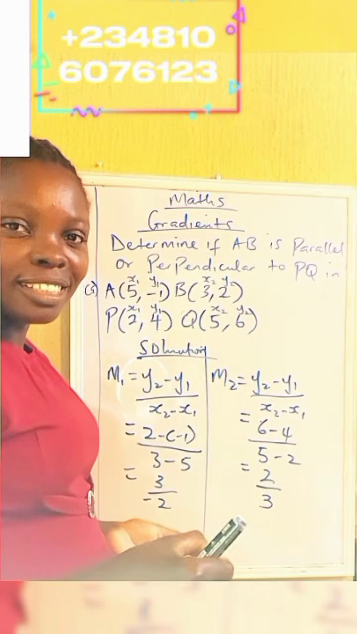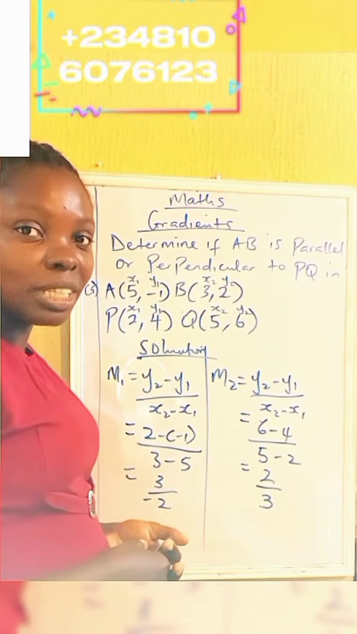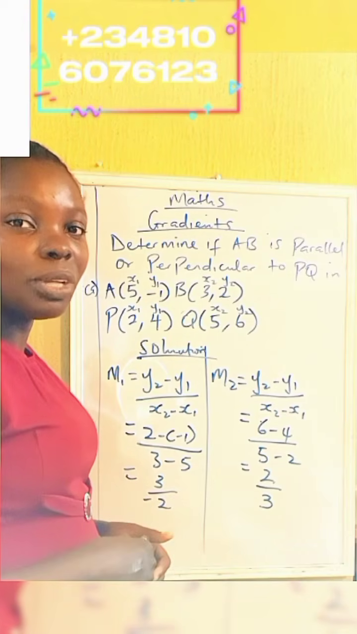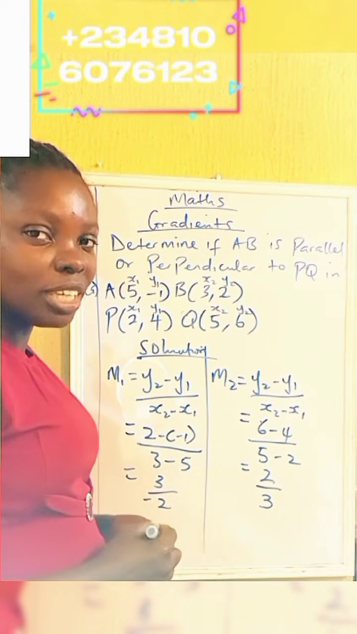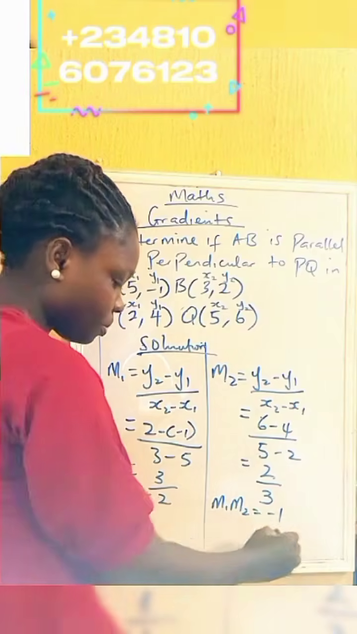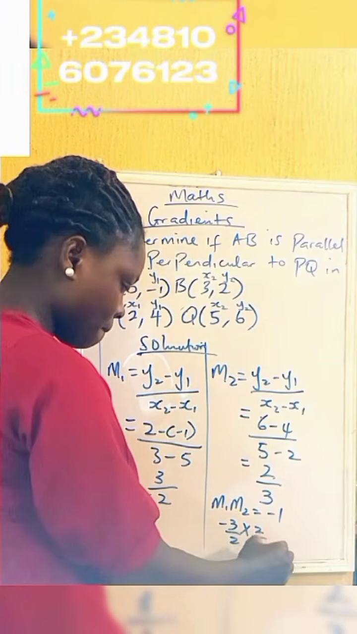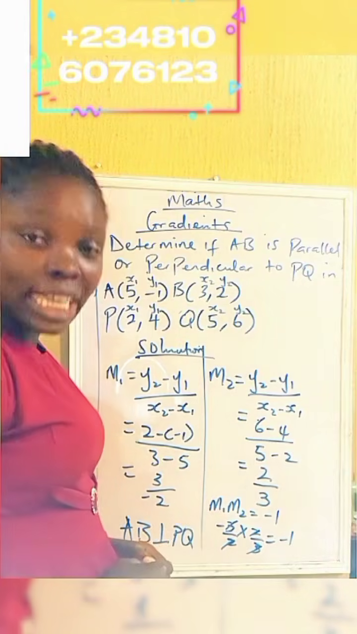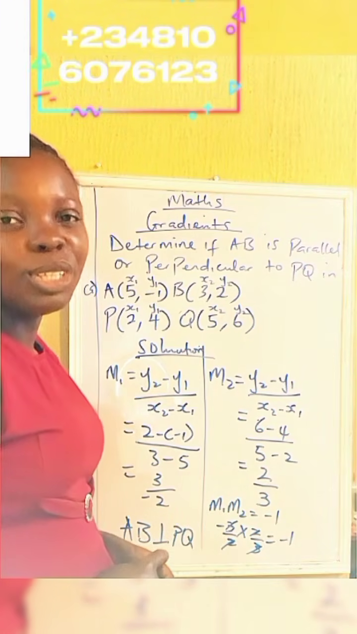Then you also test the condition, and the condition must be that the product of the two gradients must give you -1. That's if they are perpendicular. So let's test and see if we are going to get a -1. So line AB is perpendicular to PQ.